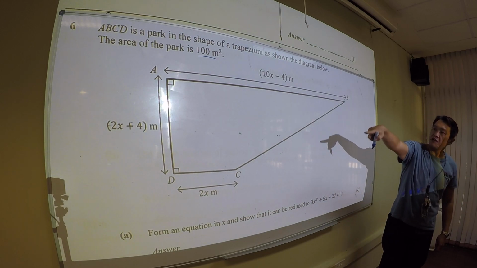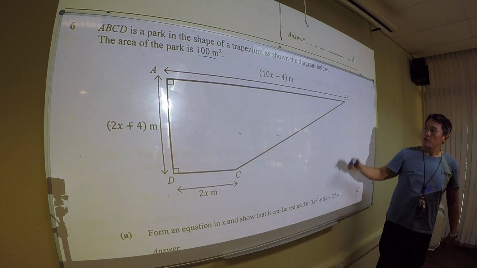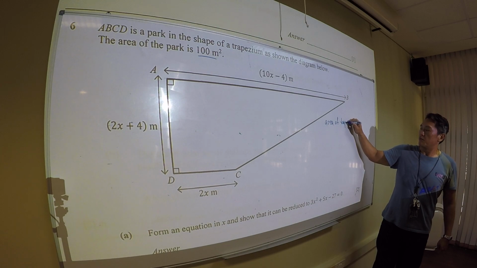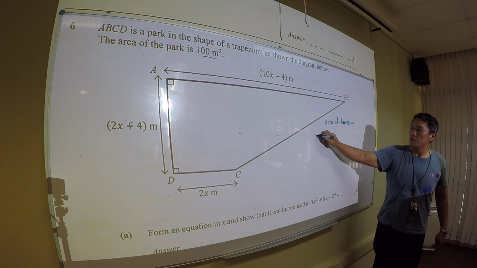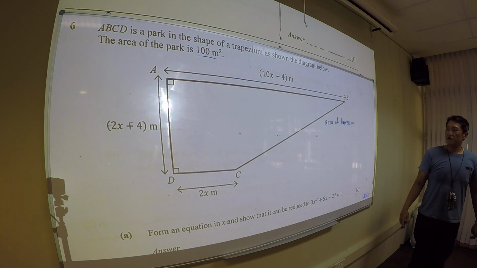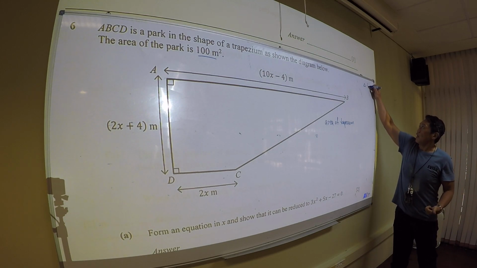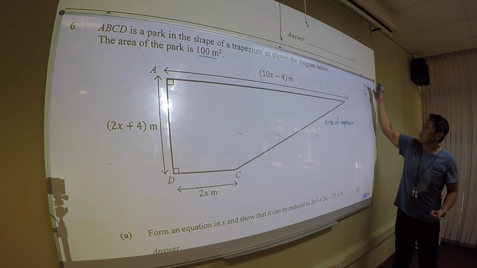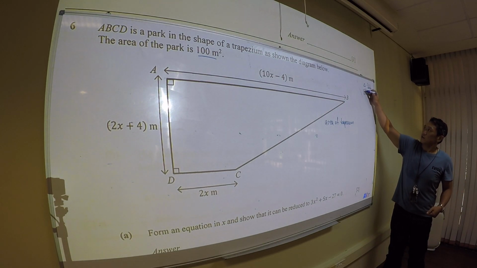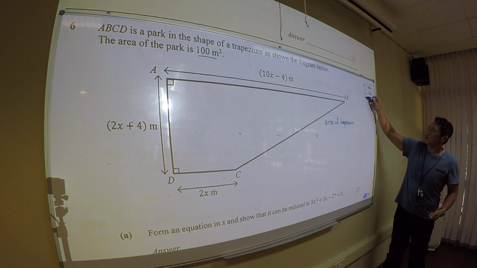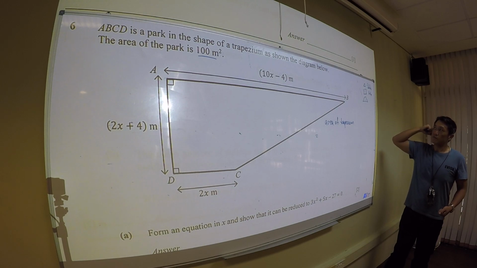Okay, so area, this one is actually a trapezium. So I will need to find the area of this trapezium. In your syllabus, you will need to know the area of a triangle, half base times height. You will need to know the area of a square or rectangle is length times breadth. Then you will need to know how to find the area of a trapezium.